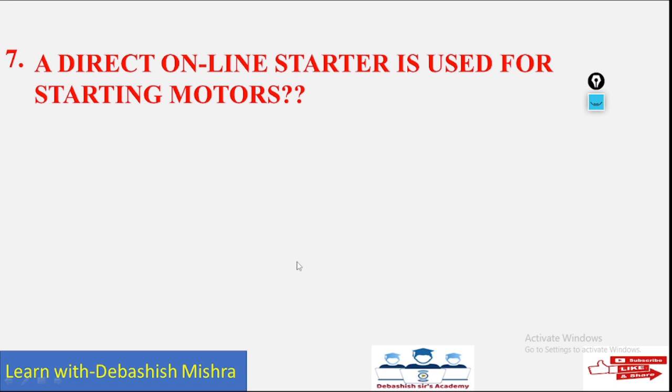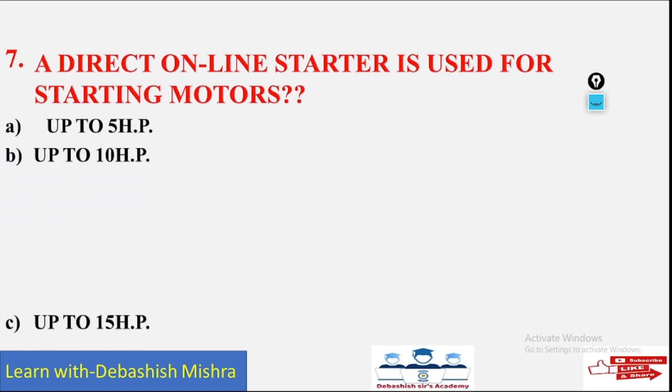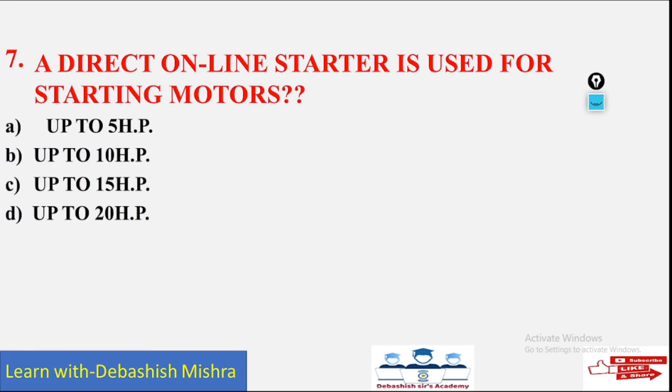A direct online starter is used for starting motors. Options are up to 5 HP, up to 10 HP, up to 15 HP, up to 20 HP. Option A is the correct answer, up to 5 HP. Remember, this is very important.